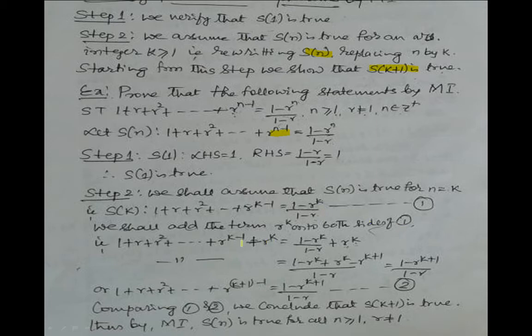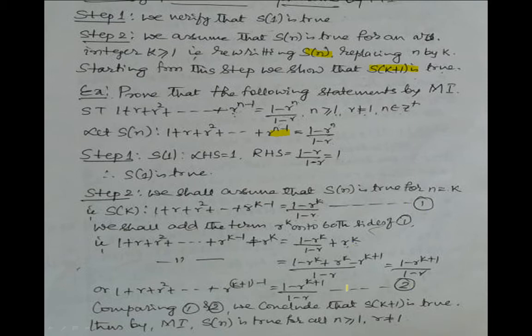Observe here: r raised to k minus 1 plus r raised to k on the left side. On the right side, (1 minus r raised to k) divided by (1 minus r), plus r raised to k. Taking the LCM and so on, it will be (1 minus r raised to k plus 1) divided by (1 minus r). Call this result number 2. Result number 1 is already here.